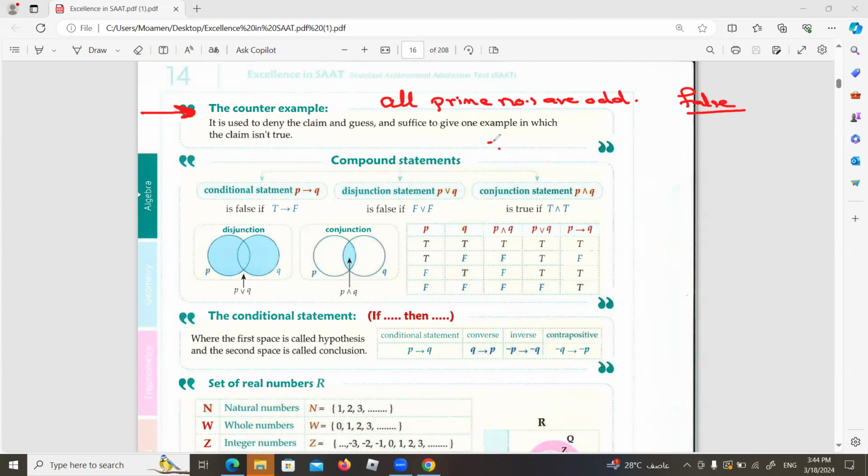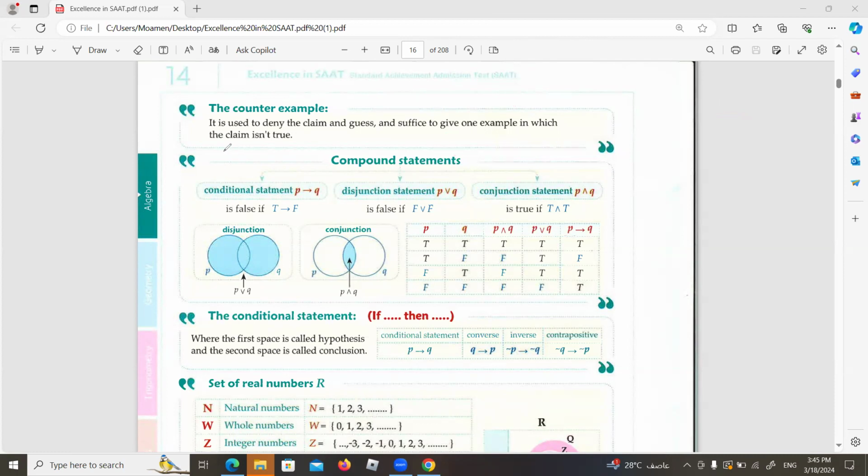2 is prime, and 2 is even. So 2 is an even number, and 2 is prime. All prime numbers are odd, so it's false, and the counter example is 2. So to find a counter example, we get a number or an operation, plus, minus, divide, multiply, that proves that our statement is not true. So this is the counter example.